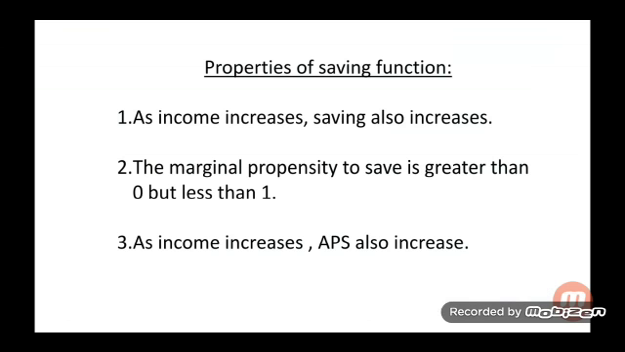Now, properties of saving function. As income increases, saving also increases. First one, जैसे income बढ़ेगी, saving भी बढ़ेगी. Second, marginal propensity to save is greater than 0 but less than 1. MPS क्या होता है? 0 से ज़्यादा होता है and it is less than 1. Third, as income increases, APS also increases.